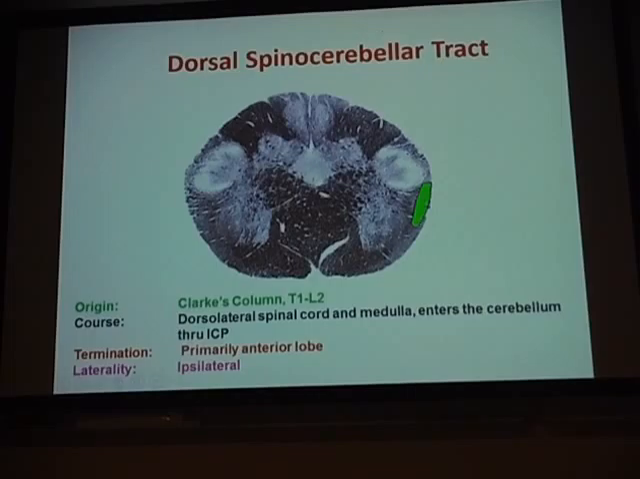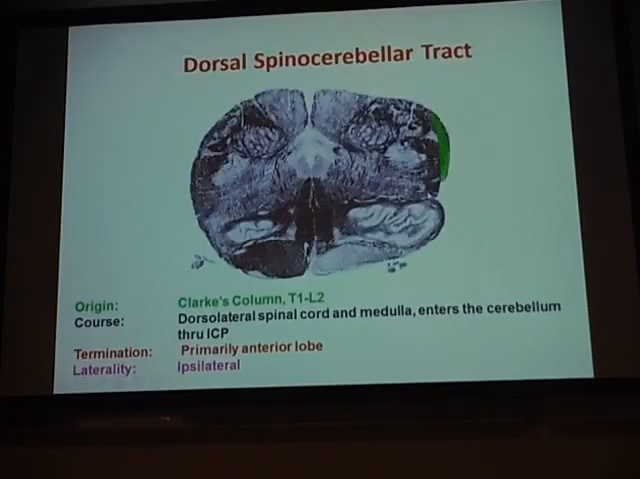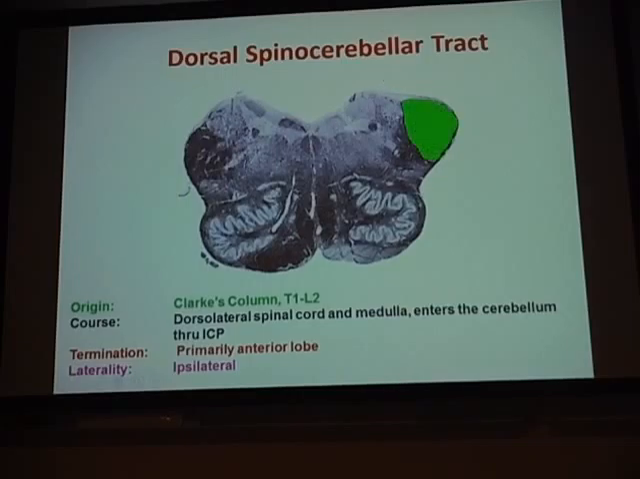Here's running in the medulla at the level of the pyramidal decussation. Okay? And it will go in through the ICP, which is visible here, just on the outer edges. You may not have that slide. I think I cut a few out. And it will go in through the ICP, again, still at the level of the medulla, synapsing primarily on the anterior lobe, which is also known as the spinocerebellum.